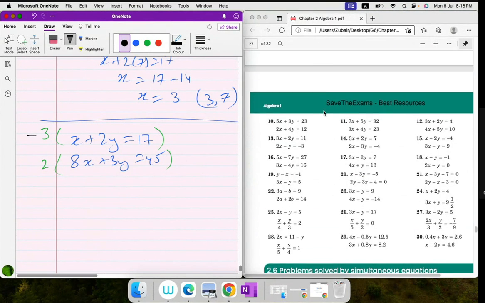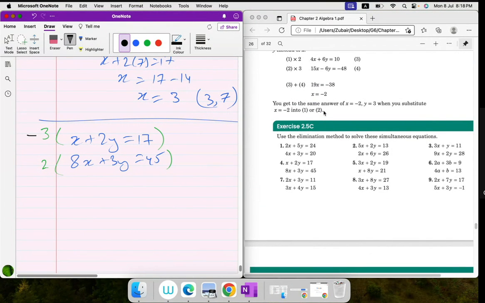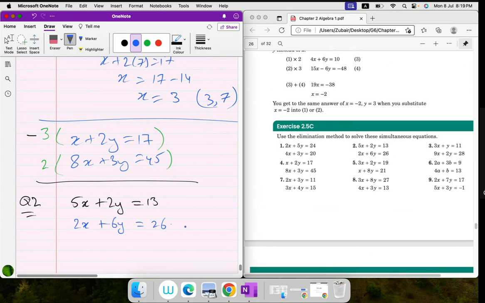Okay, now let's try something with different coefficients where you would have to multiply both equations. Question number 2. 5x plus 2y is equal to 13. Second equation is 2x plus 6y is equal to 26. Okay, try this.